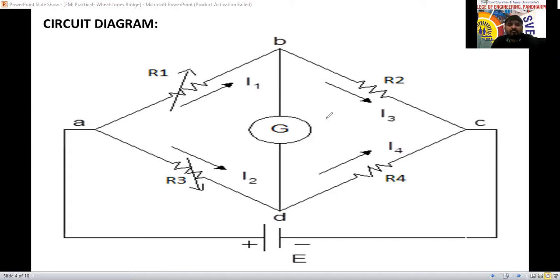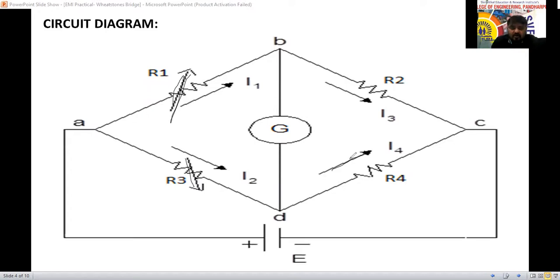Based on this circuit diagram, we are going to do the practical today. See here, this symbol indicates a variable resistance. This one is fixed. R1 and R4 we are also going to use as fixed, and R3 also fixed. Out of these four resistances, any one resistance we can consider as the unknown resistance.